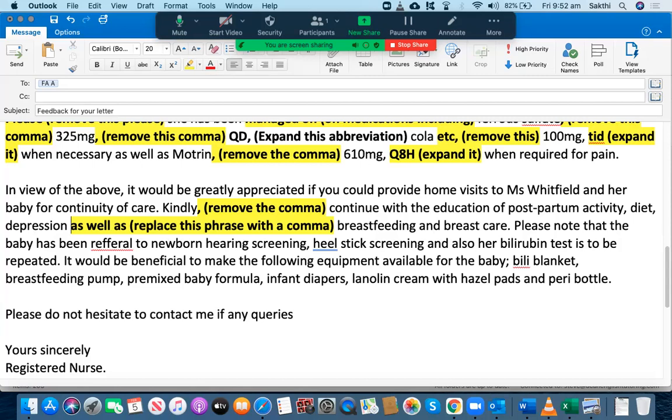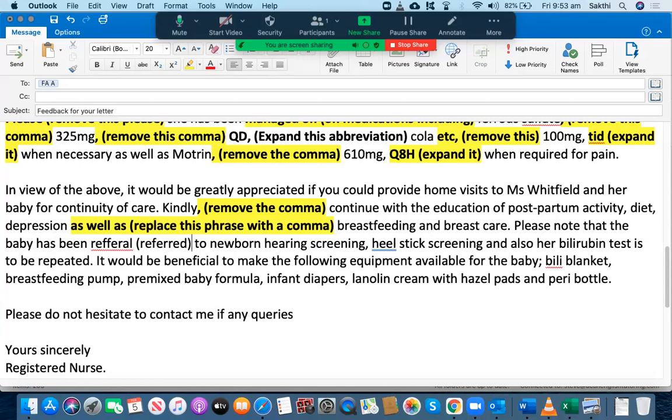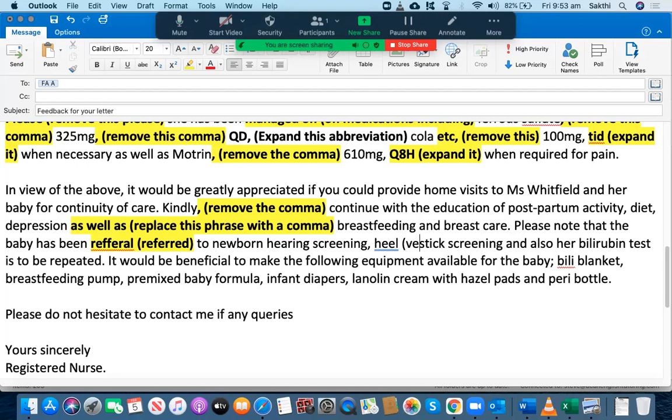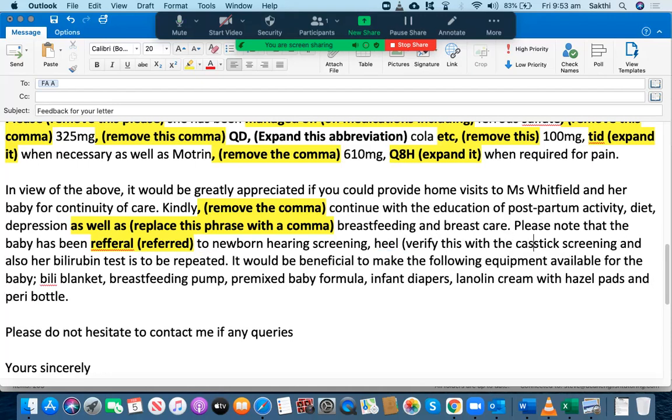Please note that the baby has been referral to newborn hearing screening. Okay, so has been referred to, or she has got a referral to. So either you need to write she has got a referral to something or referred to something. Heel stick screening and also her bilirubin test is to be repeated. Again look at this, newborn hearing and heel stick screening. It's okay to write those two things together, or you can say referred to screening for hearing and heel stick. That is also good. And heel stick, I don't think that this is correct. Is it a heel stick or something else? Actually, we need to go through the case notes, then only we'll get to know. Okay. Verify this with the case notes.